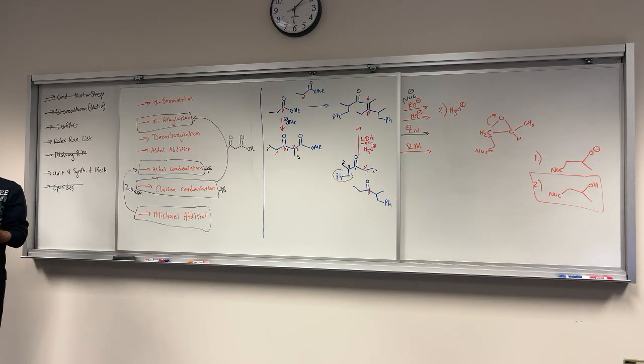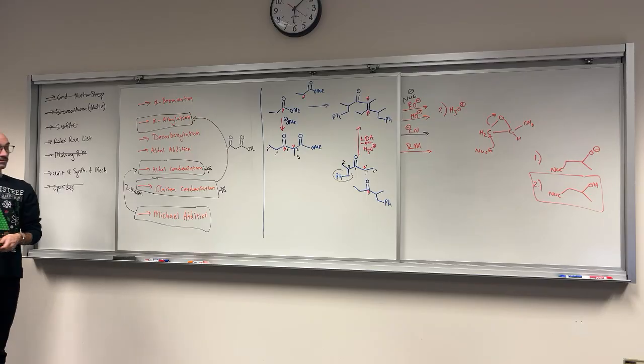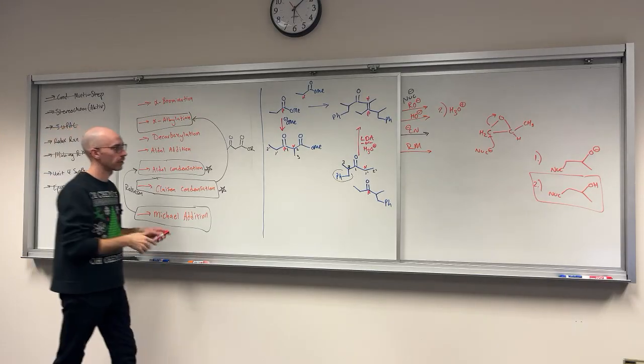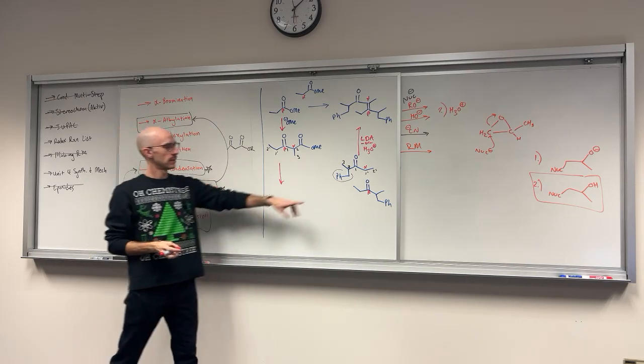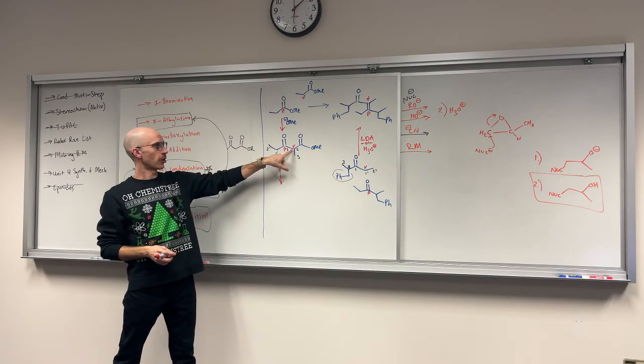So I can do alpha alkylation, but I also have to get rid of that ester group. I need to go from having a beta keto ester to having a ketone. Let's do alpha alkylation first. How can I do alpha alkylation, to add this benzyl group to carbon 2?